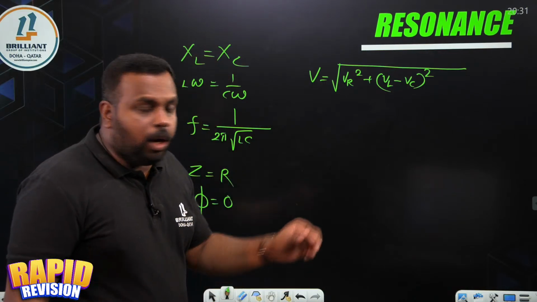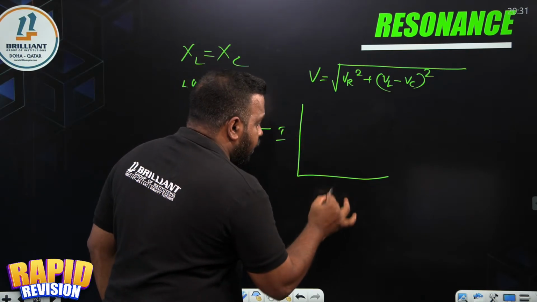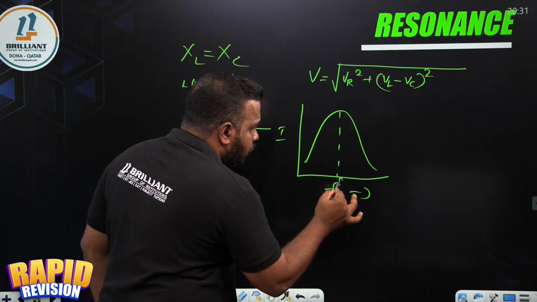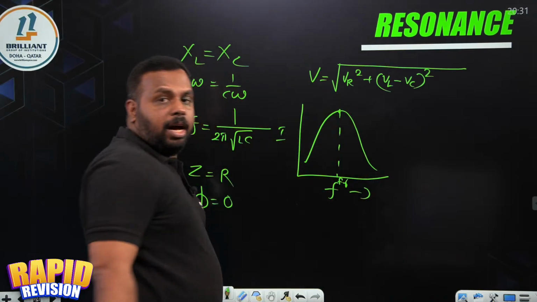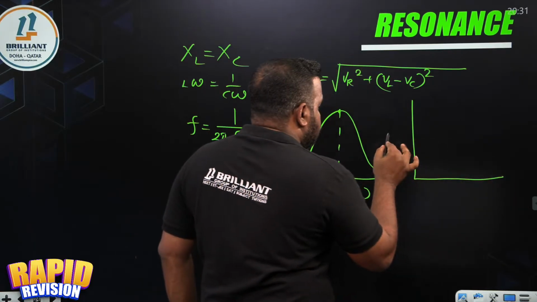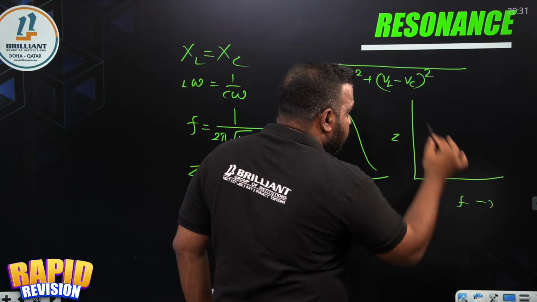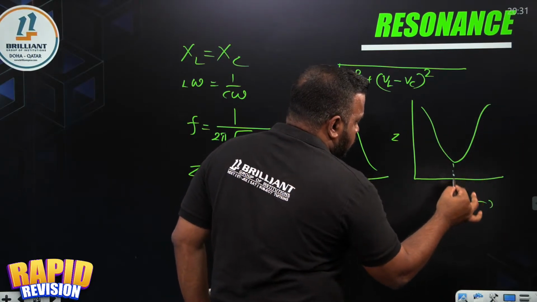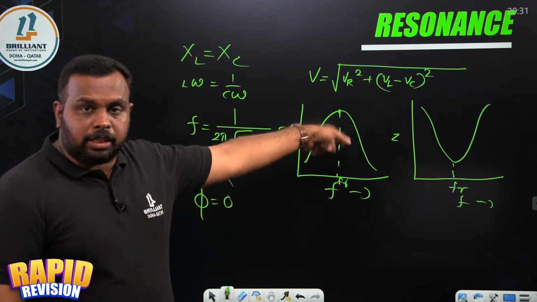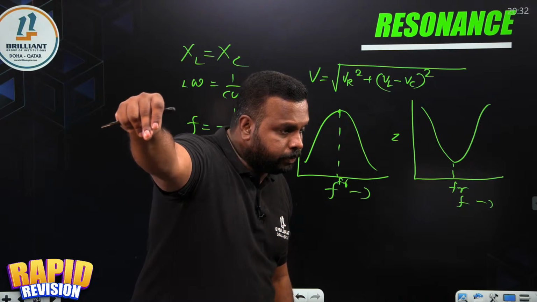Now in resonance, you have to remember some graphs, like between current and frequency. The shape of the graph will be like this, which means you can see the current is maximum at resonance frequency. And if they are asking you to draw the graph between impedance and frequency, it will be the reverse of this. That means impedance is minimum at resonance frequency. Current is maximum at resonance frequency, impedance is minimum at resonance frequency.